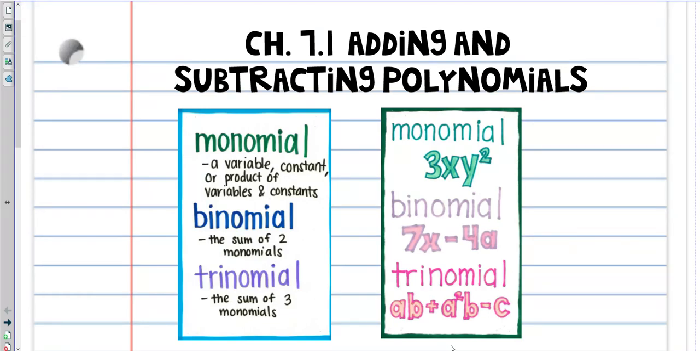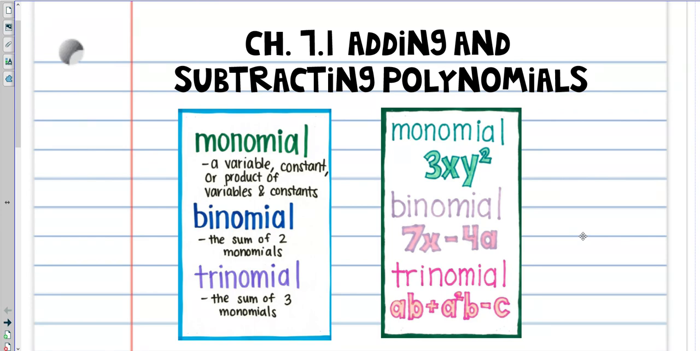Welcome. So today we are going to be adding and subtracting polynomials. Go ahead and write down that title. And you don't have to write down these two anchor charts that I have here, but I do want to go over them. So adding and subtracting polynomials.